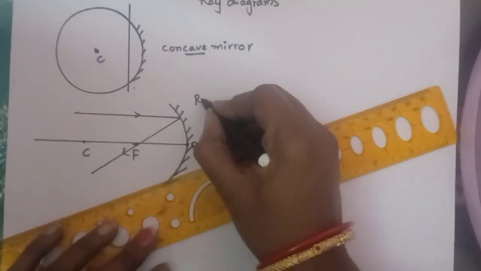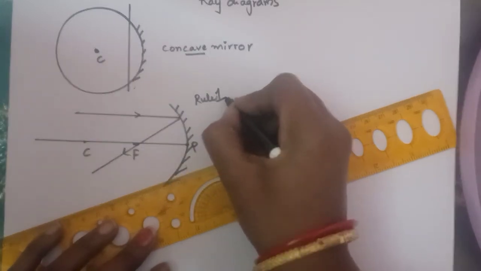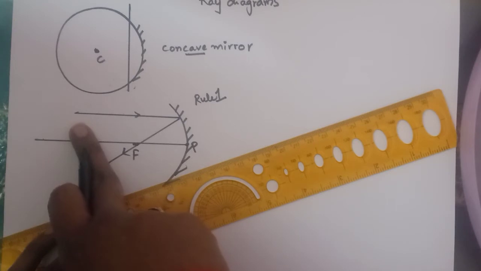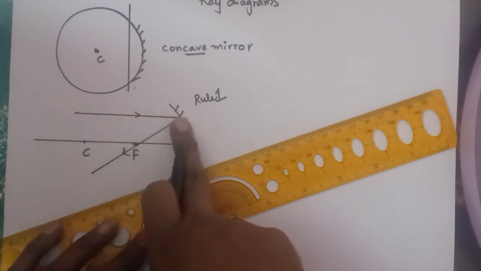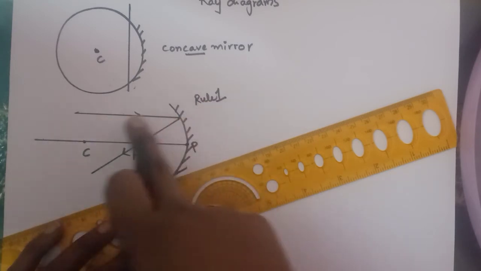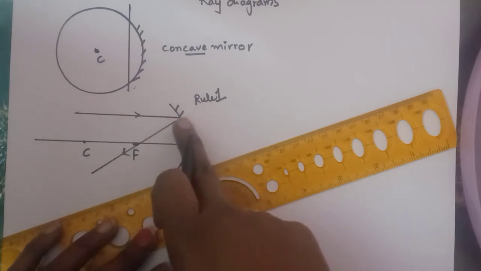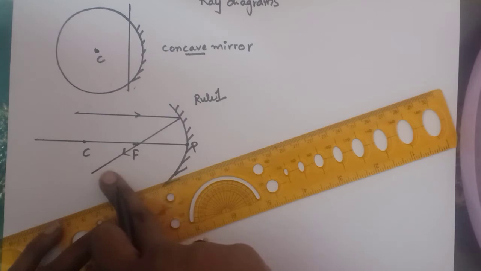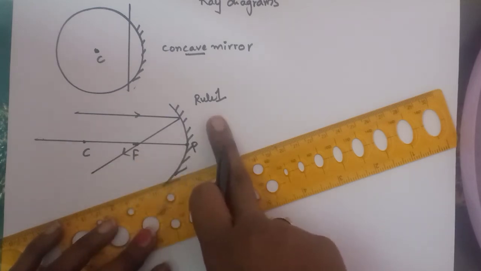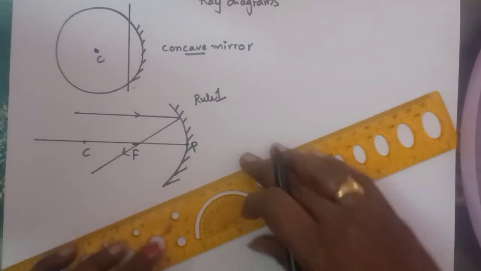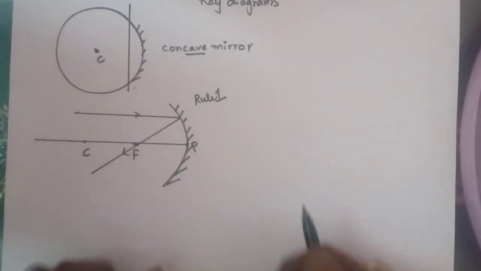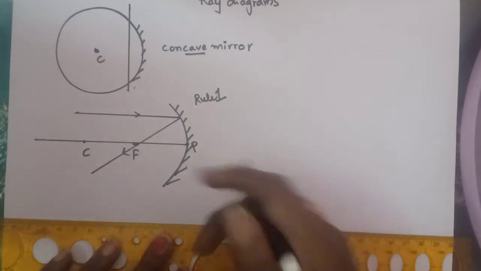This is rule 1. The light ray which is parallel to the principal axis, which is the incident ray, will reflect and pass through the focus, which is the principal focus. Okay, this is rule 1. And one more rule. After that I will clear one doubt here.